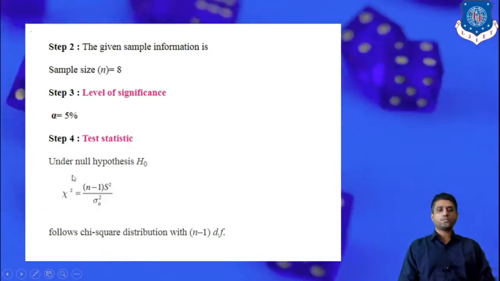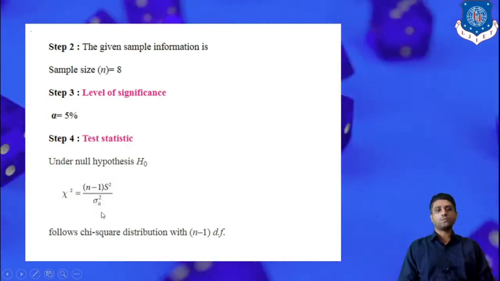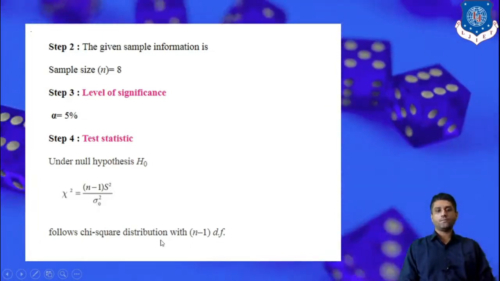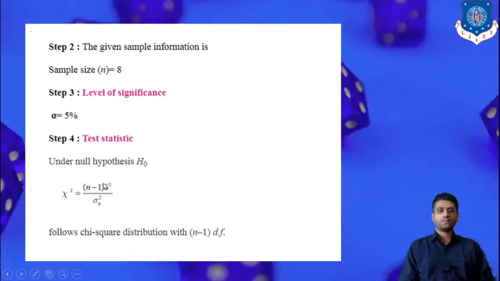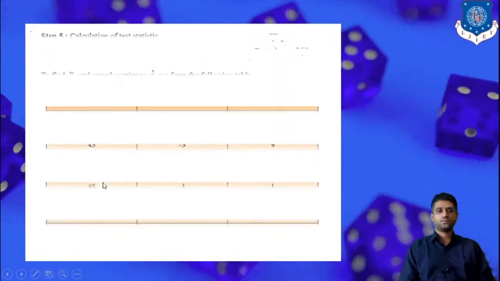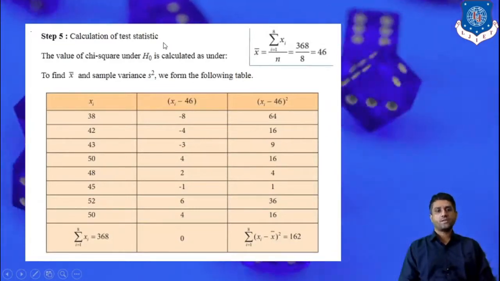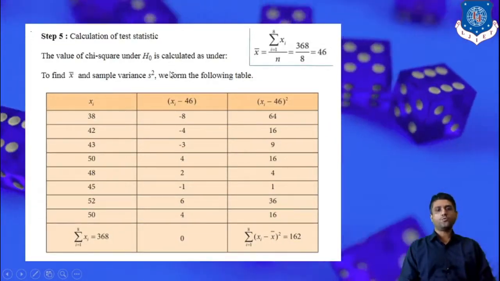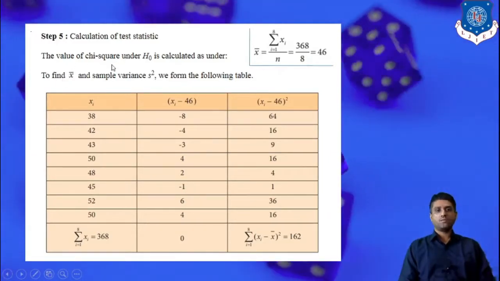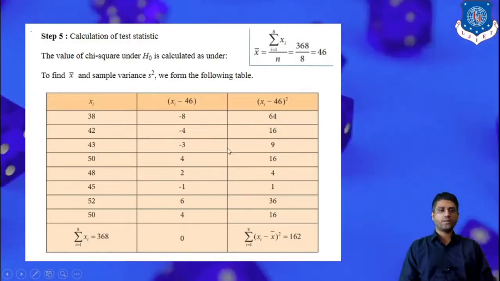Now step number 4, we have to identify the test statistic. We have already discussed the test statistic: chi-square is equal to n minus 1 times s square upon sigma naught square. It follows the chi-square distribution with degree of freedom n minus 1. Now step number 5, we have to calculate the test statistic. First of all, we prepare a table for simplicity. The value of chi-square under the null hypothesis is given by this distribution.